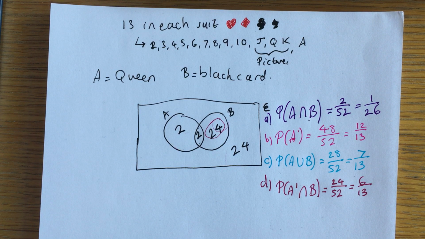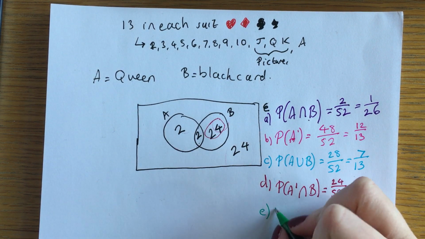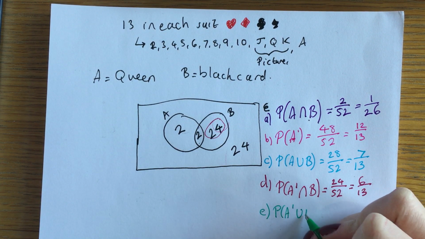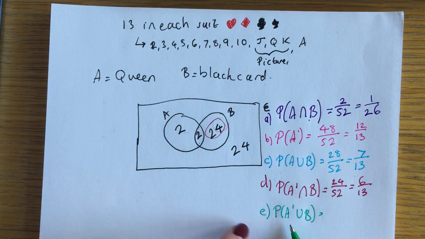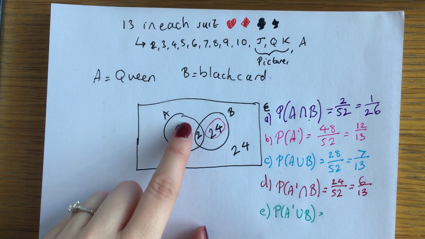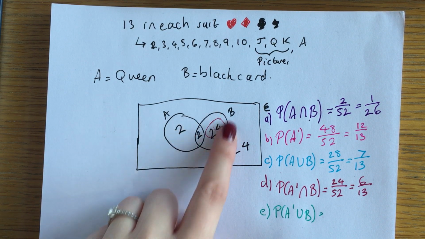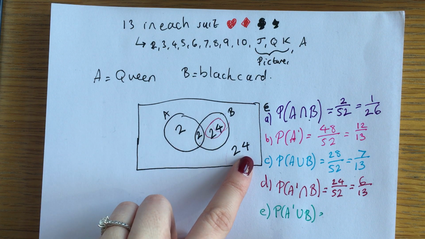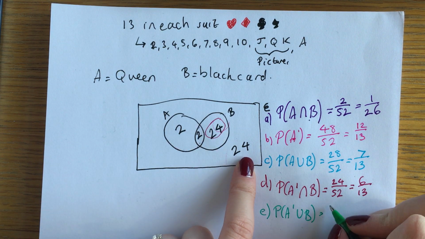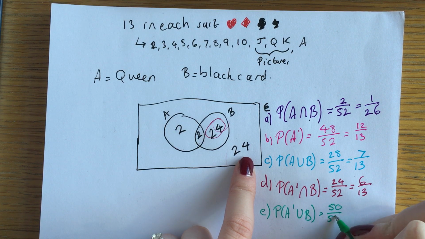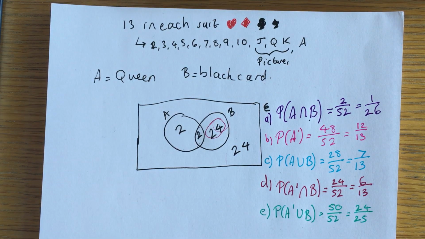And finally, I'm going to use my green. The probability of A complement union B. So that means either A does not happen or B does. The only place that we're not looking is where A definitely happens, because within this circle, B happens, and here, A doesn't happen. So it's 50 out of 52, which is 24 out of 25.